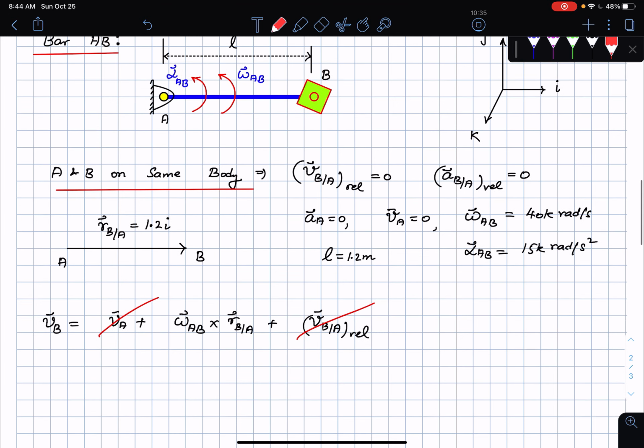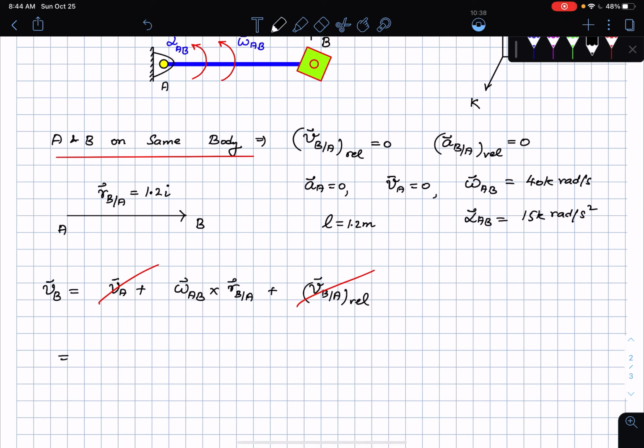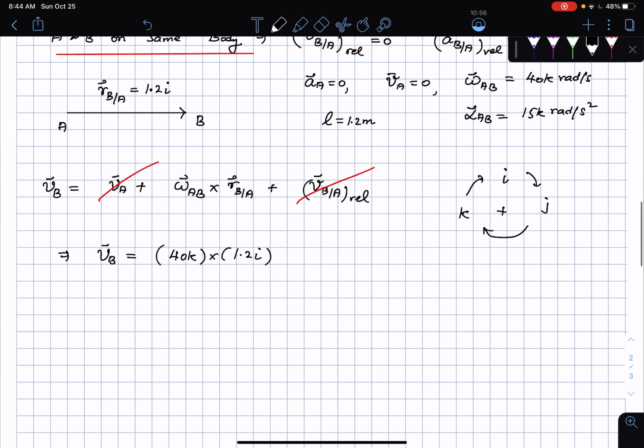That is also gone. If I do the substitutions, then velocity of B is omega AB, which is 40k, crossed with 1.2 i, and you can have your triad i, j, and then k. K cross i is equal to j, and 1.2 times 40 is 48, so I get VB as 0i plus 48j meters per second. This is the absolute velocity of B as seen by a stationary observer. So that's something that I have found out.